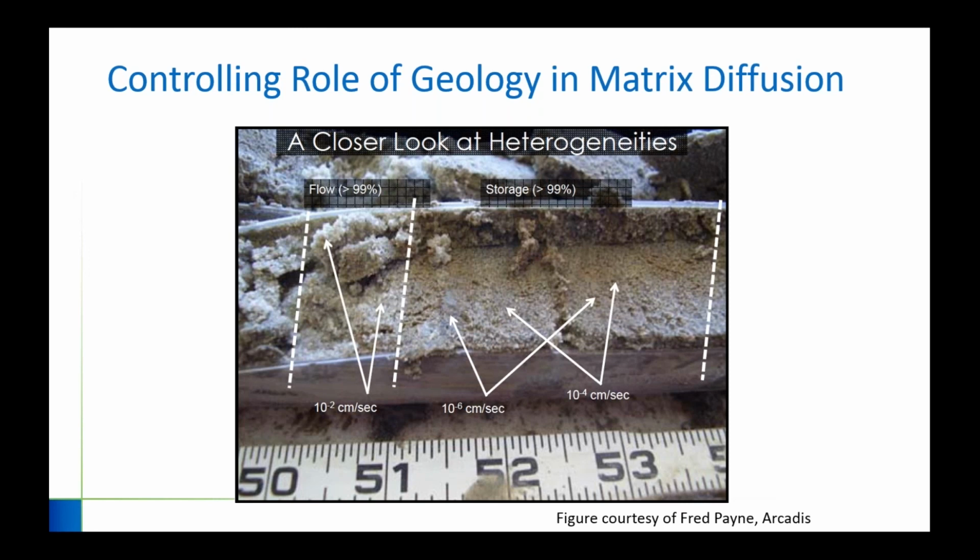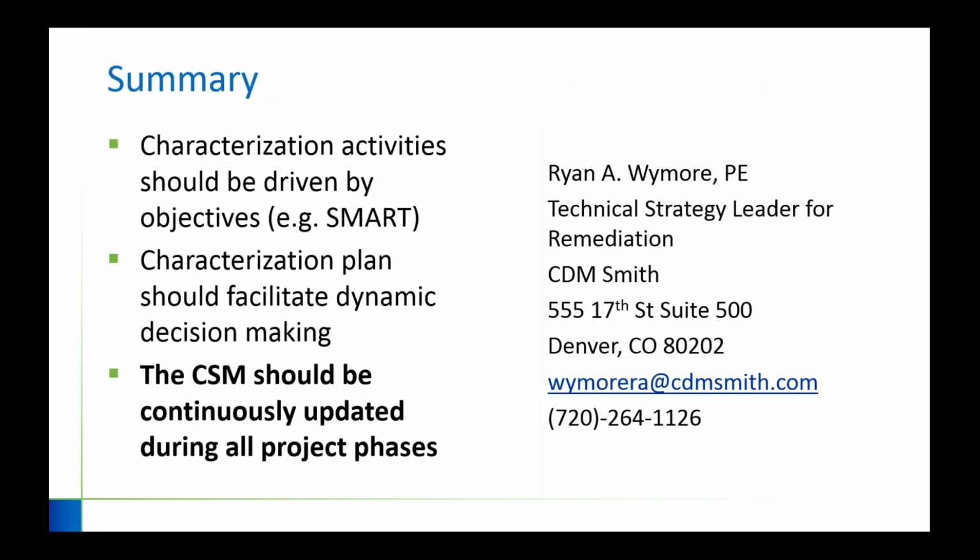This is the kind of stuff that you can identify with hydraulic profiling. We're not saying that you have to have this kind of millimeter level of understanding throughout your whole site. But when you see something like this, it should clue you in that your flow, your transport is going to be in this zone. These zones that are this low permeability, that's going to be your storage zones. That's where you have to watch for back diffusion. So anyway, this is my last slide just to summarize everything. You want to drive everything with characterization objectives, have a plan for doing things dynamically, and always update your CSM as you go. And that's it.